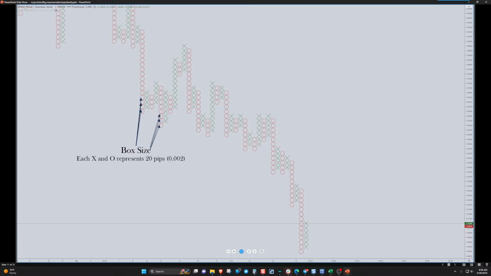So the box size is telling us how many pips each X and O represents. So if the box size is 20 and there are 5 X's or O's in that column, how many pips is that? 5 X's times 20 pips is 100 pips.